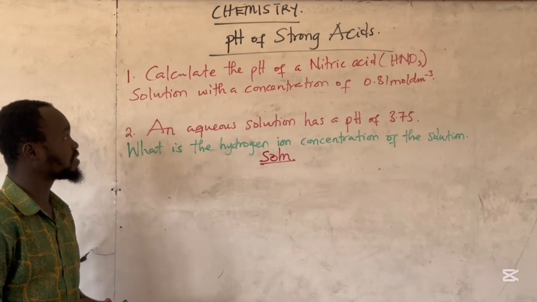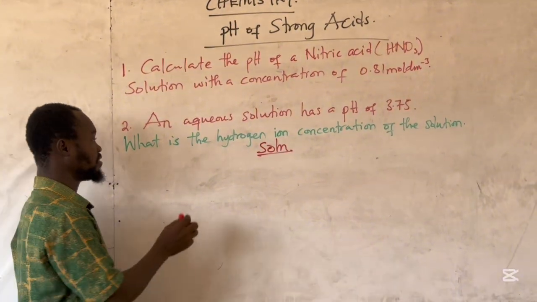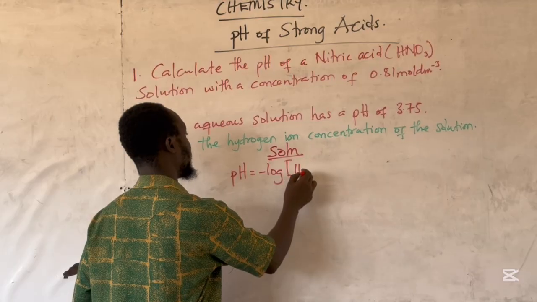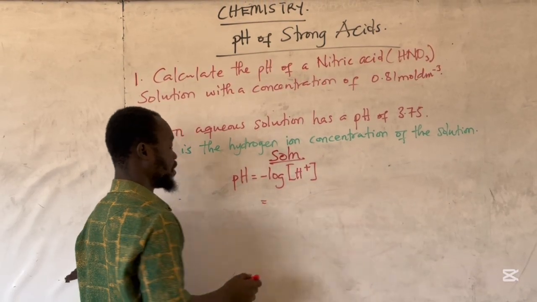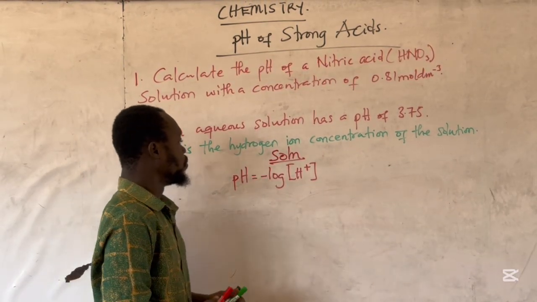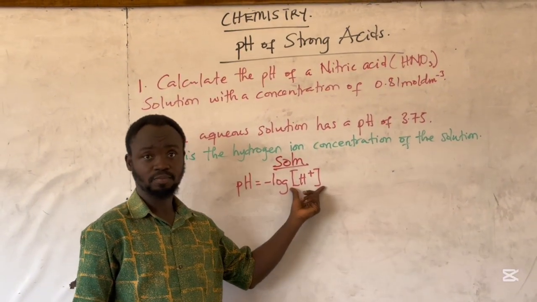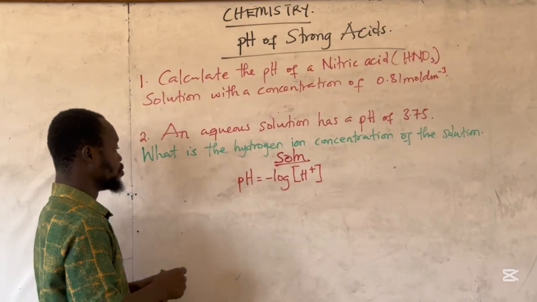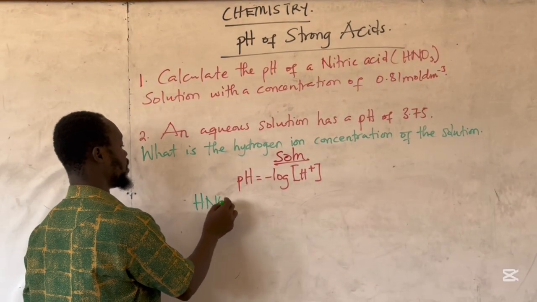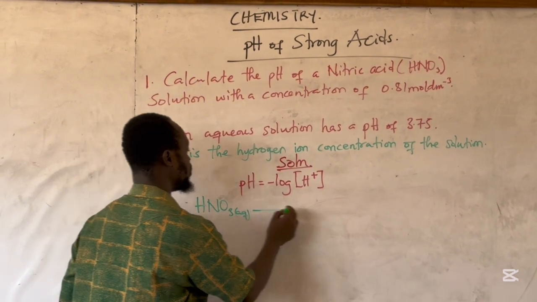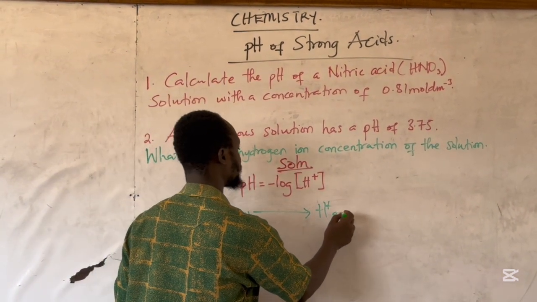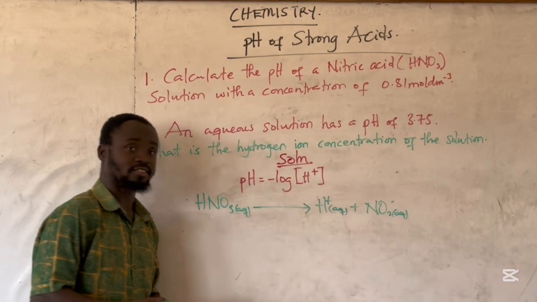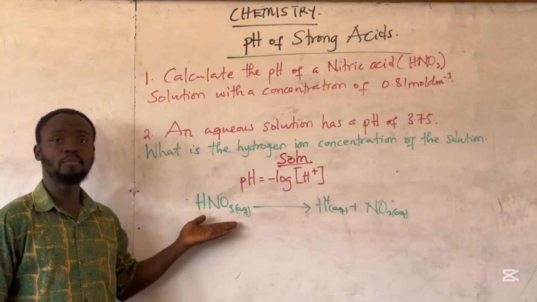In strong acid pH calculation, we use the relation pH is equal to negative log of the H plus ion concentration. Now, the next step is that we only need the H plus ion concentration. How do we get that? In the question, we are given the strong acid, that is the nitric acid. So we can write the dissociation equation of the nitric acid. We know that this will give us H plus and the NO3 minus.